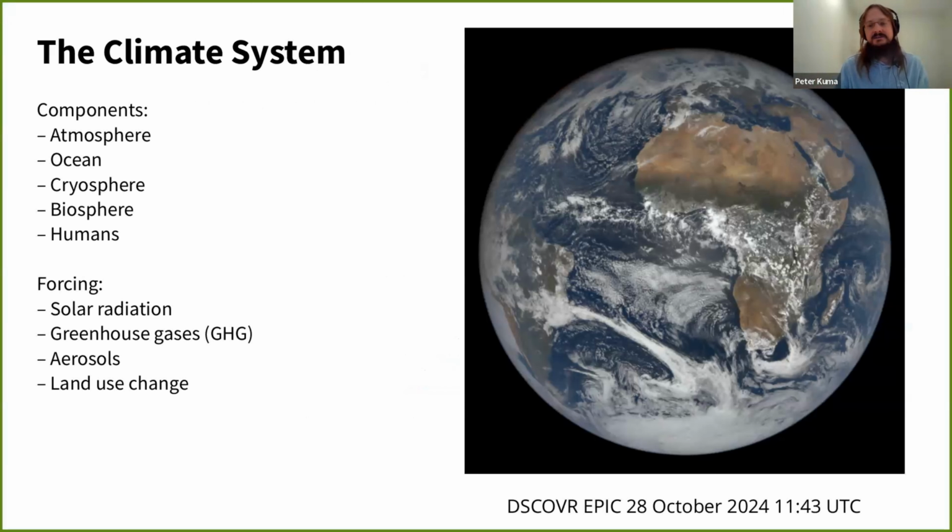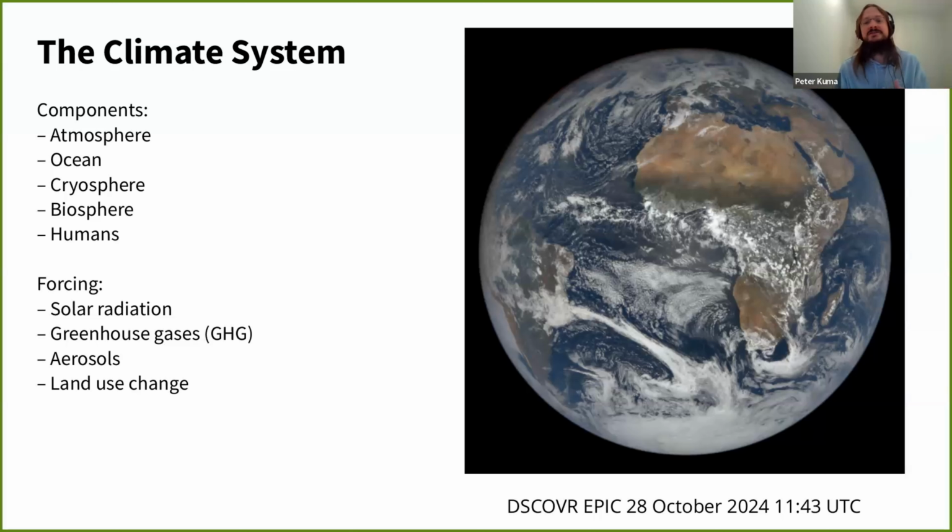And so the climate system is something that we study as climate scientists. It consists of various components. We divide it into the atmosphere, ocean, cryosphere, which means ice sheets like Antarctica or Greenland, but also it means sea ice over the Arctic Ocean and sea ice over the Antarctic, so the Southern Ocean, and glaciers over mountains.